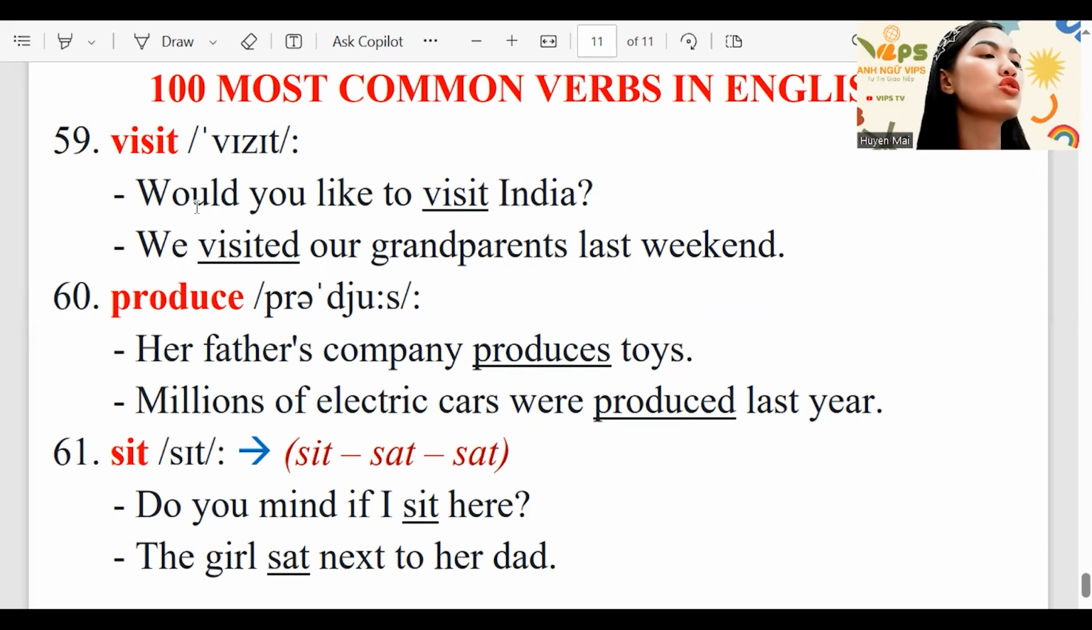Visit. Would you like to visit India? Would you like to, just like do you want to? Would you like to, and then we use the verb infinitive base form. Would you like to visit India? Like, do you want to go traveling to India?